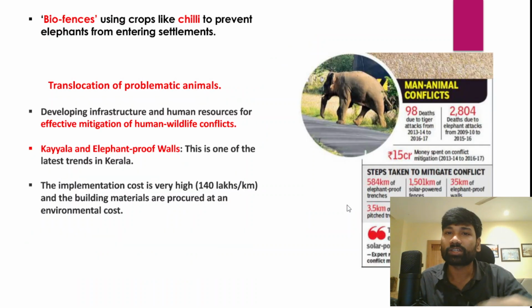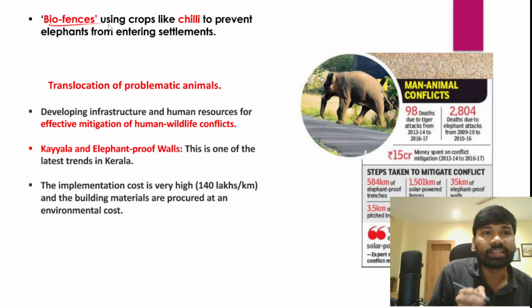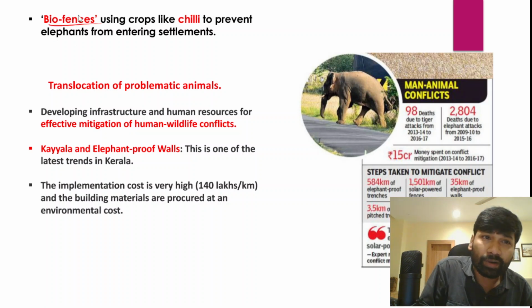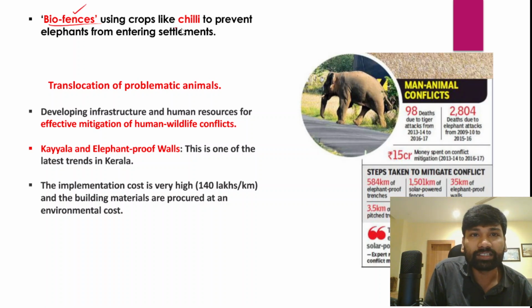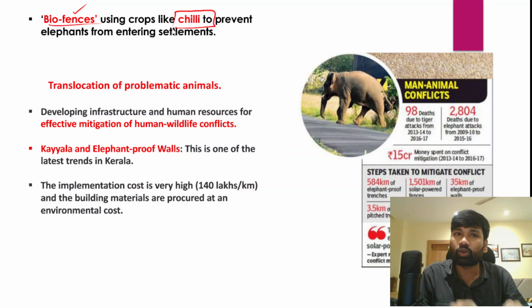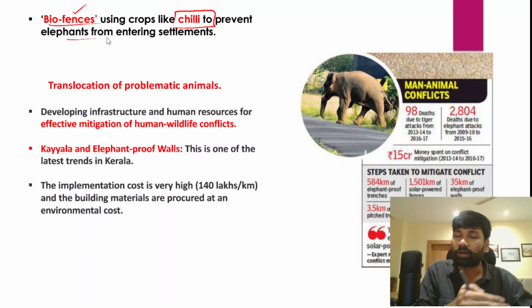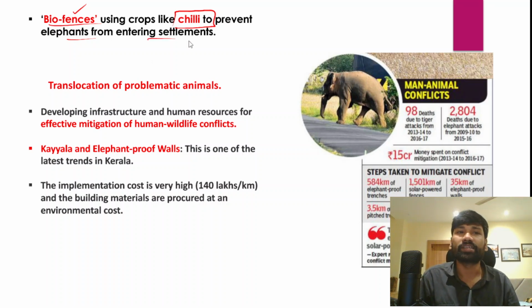The Kerala Forest Department is also planning to erect such biological barriers. These beehive barriers are also known as biofences, right? So they can be called biofences. And these biofences can also be created through crops like chili. These chili crops can be grown, because chili-cropped biofences can effectively prevent elephants from entering into the human settlements.